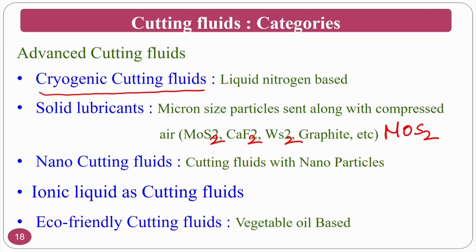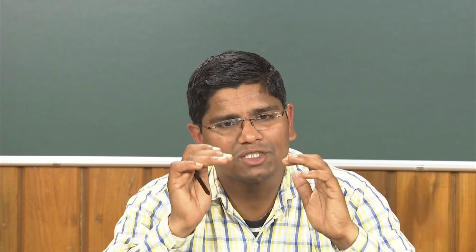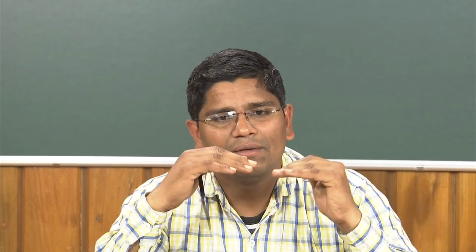You make a powder of these lubricating materials, and you send it along with highly compressed air. So this jet of air along with solid lubricants will go into the machining zone and help in lubrication. Okay, the noting point here is the cooling properties of this one will be very low. This will help in terms of lubrication, so it will reduce the friction in the machining region. Okay, that's about the solid lubricants.